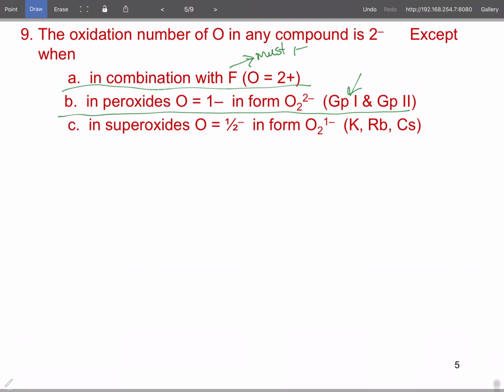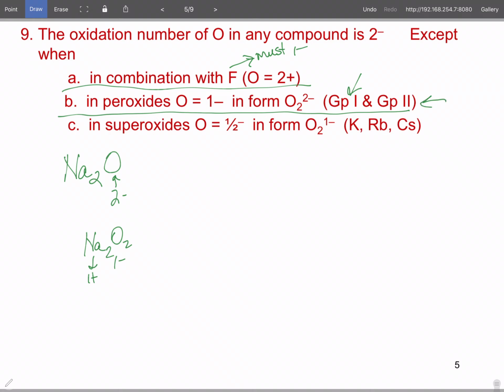Okay, so for example, if you have sodium oxide, that's sodium where oxygen is 2 minus here. If oxygen is only 1 minus, then you only have 1 sodium. Okay, but it's in the form of O2, so you'd have to have 2 here. So because sodium has to be 1 plus, oxygen would have to be 1 minus. And that only occurs with group 1 and group 2.